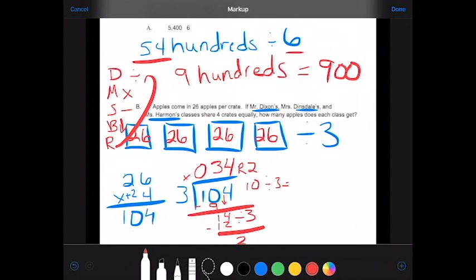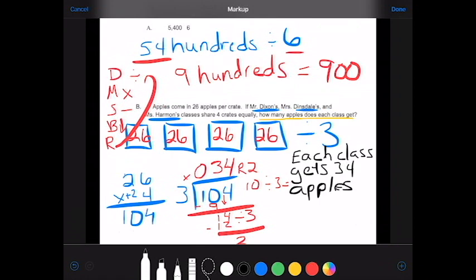Word problem. Word answer. Before I give my word answer, I do like to reread the problem. And it says, how many apples does each class get? So then I can start my sentence with each class gets 34 apples with 2 left over, or 2 remaining, or 2 extra, however you want to think about it.